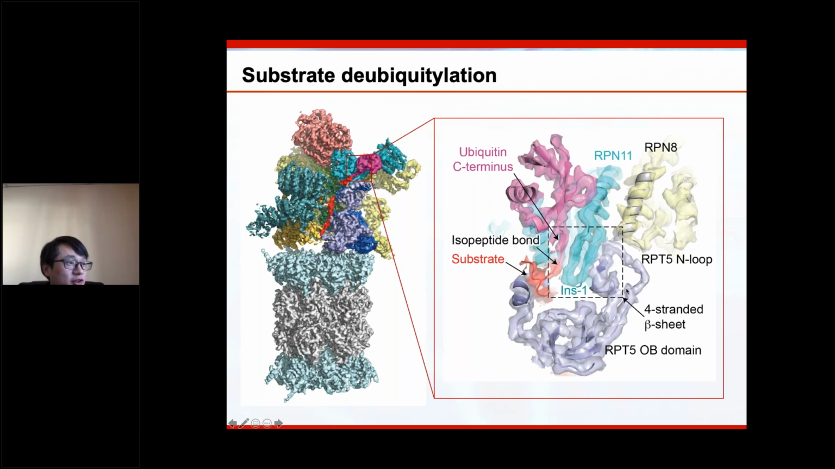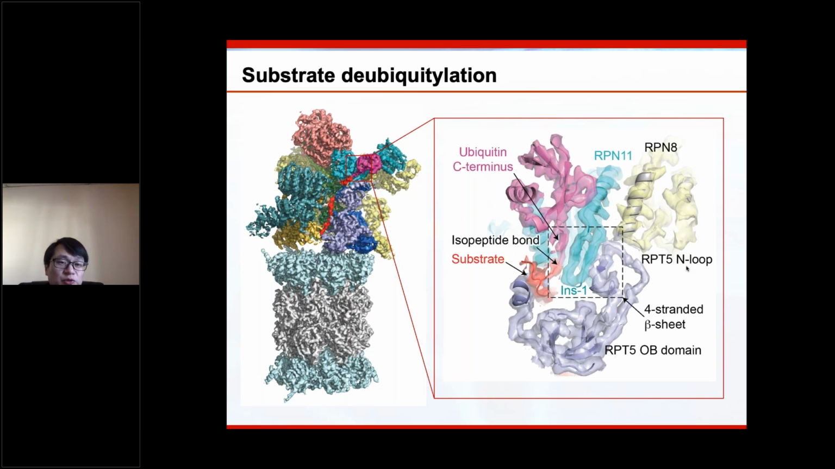What's also interesting is there's an unstructured loop in most of the other structures, which we call the RPT5 N loop. This N loop is well ordered here and participates in forming a 4-strand beta sheet that orients the isopeptide bond for deubiquitination. However, this RPT5 N loop is missing in all other states. And we also know that this RPT5 N loop is highly conserved from yeast to human.